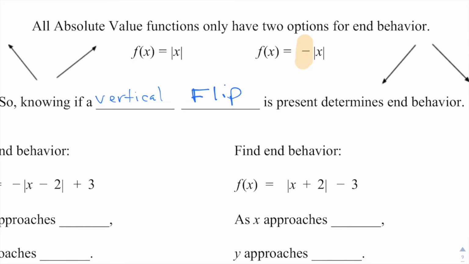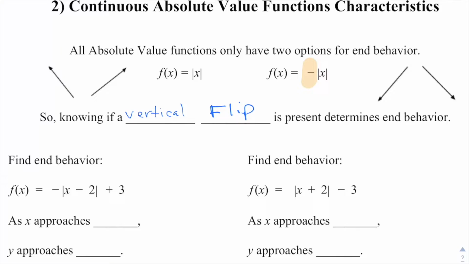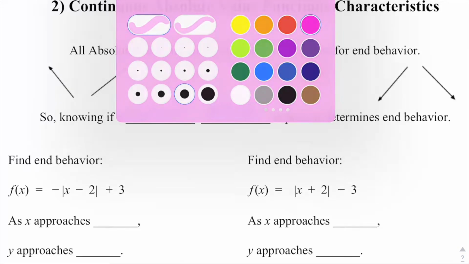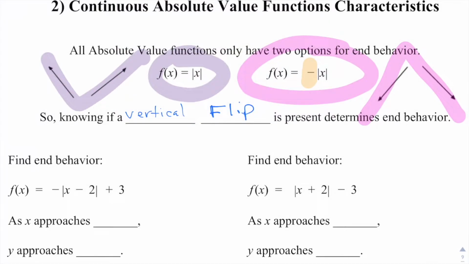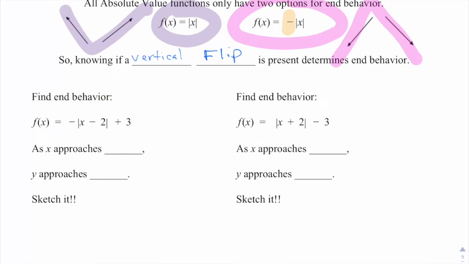So knowing that that vertical flip is there, we would know whether or not we have a V that is shaped upside down when there is a vertical flip like this, or a V that is upright when there is no vertical flip like in the parent function. So let's go exploring. So right here, we can already see that there is a vertical flip. So we know that it is going to have an end behavior like this over here.